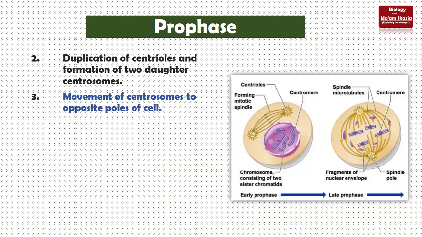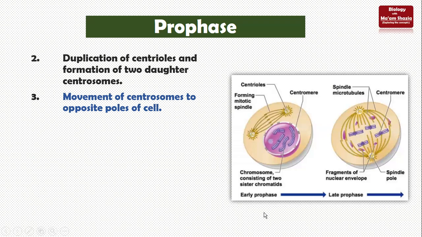So the movement of centrosome to the opposite pole, and the formation of the spindle fiber has started in the prophase, as you can see in the diagram. So this is the cell and nuclear membrane, the chromosomes in the form of duplicated copies, and these are the spindle fibers, and these are the centrosomes which are trying to move towards the opposite poles. And in the late prophase, we have seen the nuclear envelope is in the form of fragments. That means the nuclear envelope gets dissolved and nucleoli disappear.